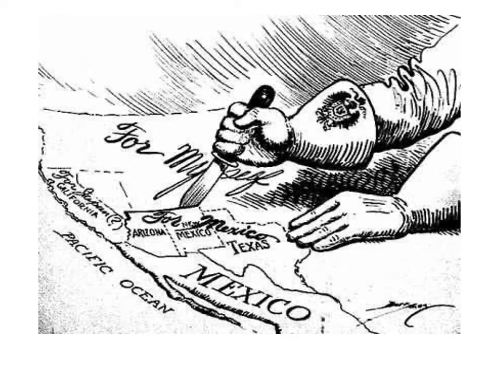So here we have a cartoon that appeared in a United States newspaper. This is after President Wilson announced this telegram. And what we have is the German government, which is the big arm coming out, holding a knife, carving up the United States. And what we see here, the upper part says "for myself," that's for Germany. And then it says for Mexico, Arizona, Mexico, and Texas. And then California, it says for Japan, maybe question mark.